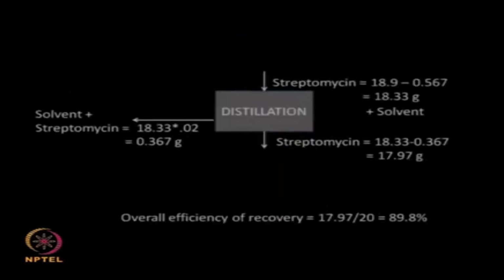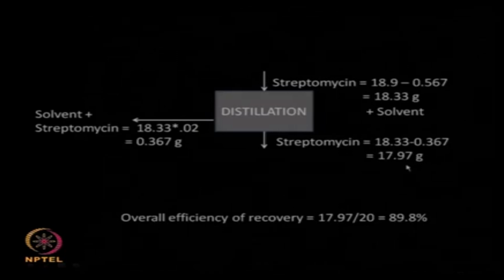Okay. So what happens, I will take 18.33 into 2%, that comes to 0.367. Okay. So whatever is left behind is 18.33 minus this 0.367, so that comes to 17.97 grams, understand.